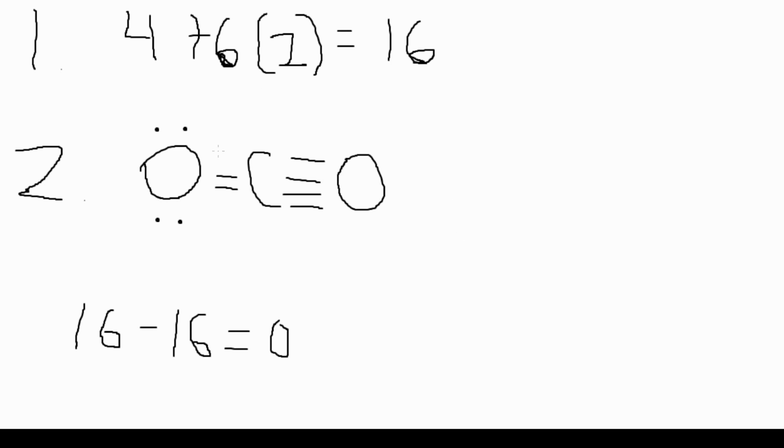So you either have a single bond, which is just 1 line, a double bond, which is 2 lines, or a triple bond, which is 3 lines. And that's it. And if you remember, a single bond has a bond order of 1, a double bond has a bond order of 2, and a triple bond has a bond order of 3.